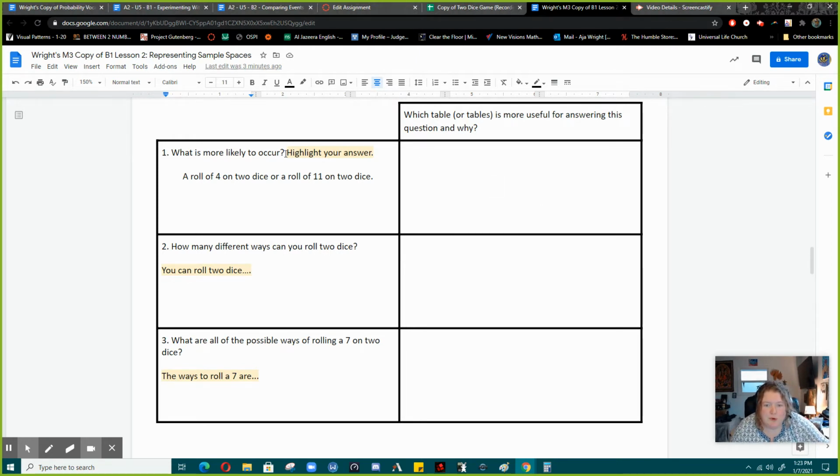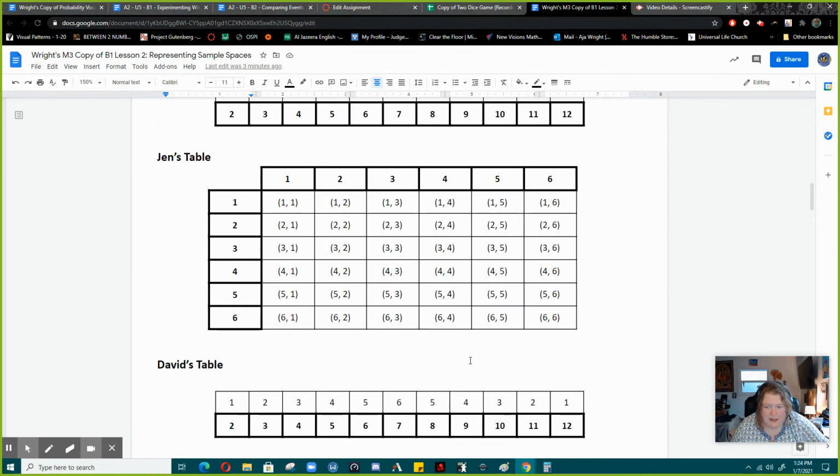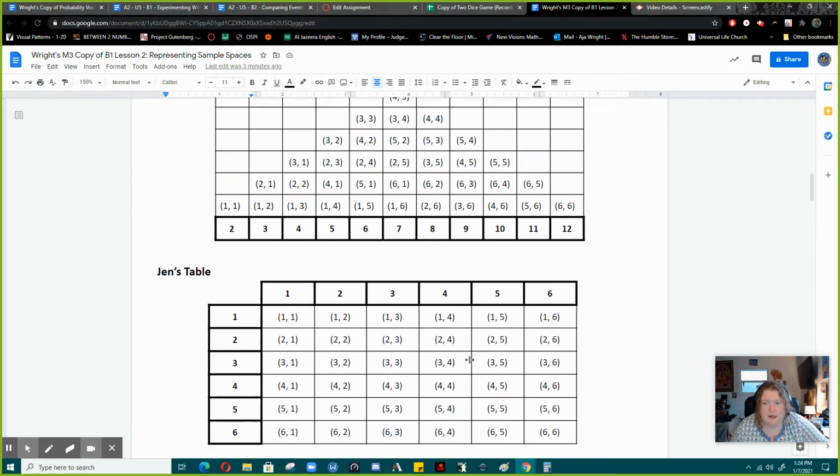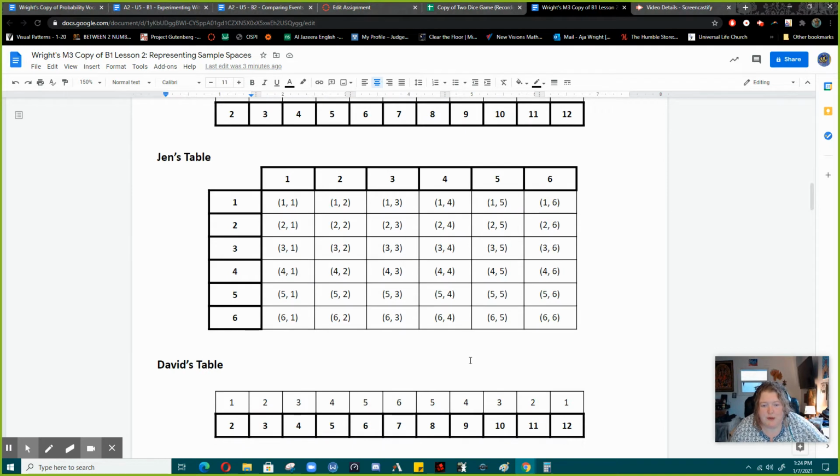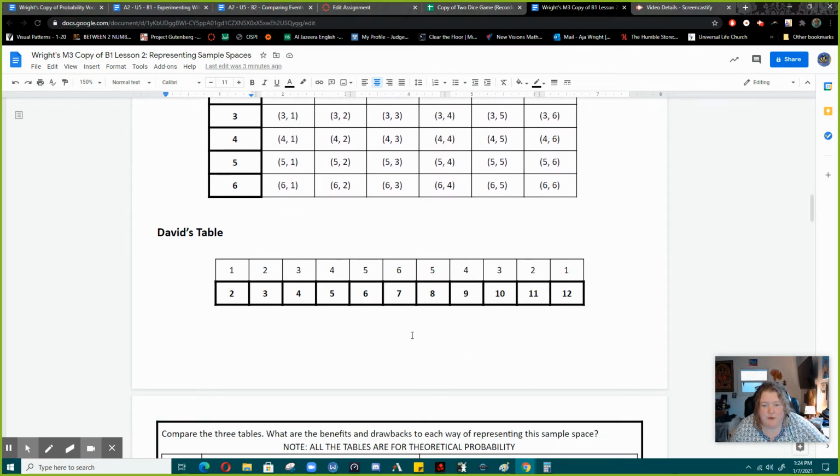So what's more likely to occur, a roll of 4 on 2 dice or a roll of 11 on 2 dice? So we're going to look at our tables and we're just looking for what's likelier. You might want to look at David's table. To roll a 4, there's 3 ways. To roll an 11, there's 2 ways. So a 4 is more likely.